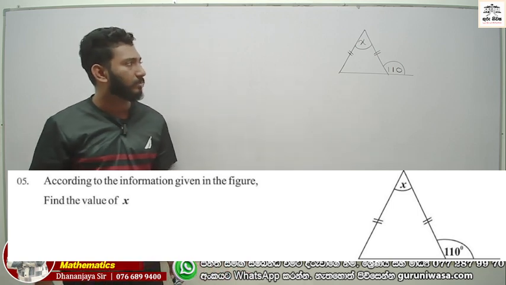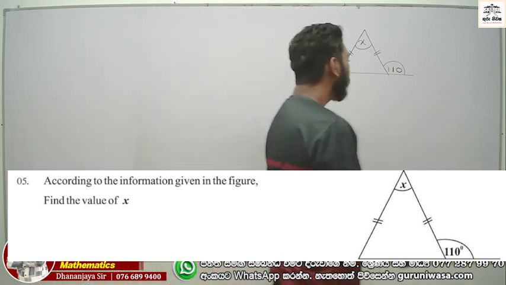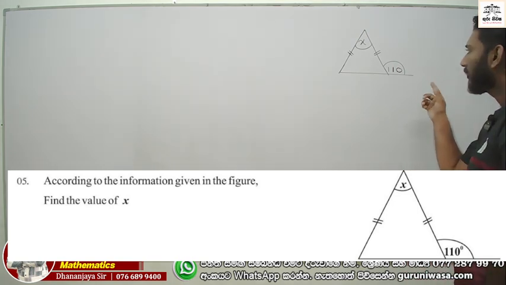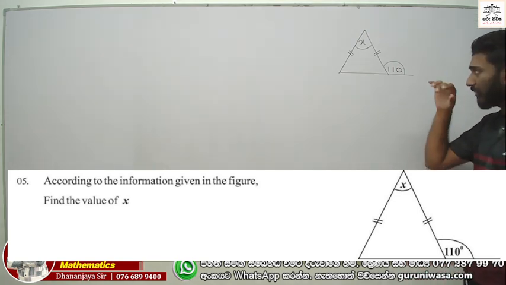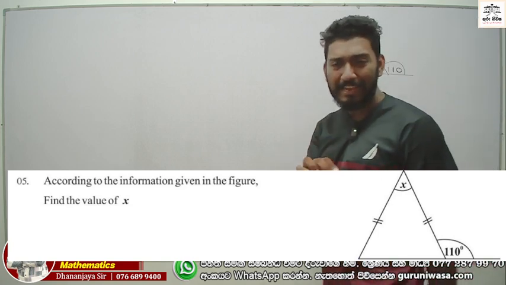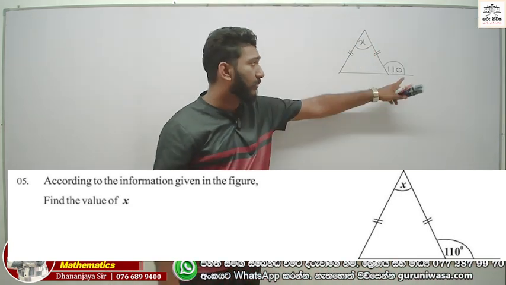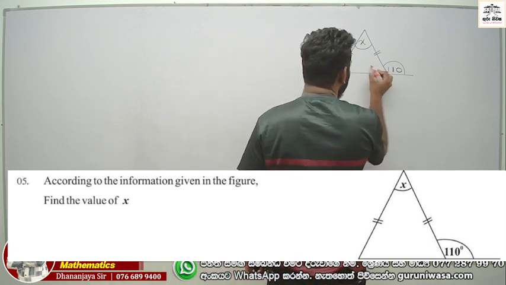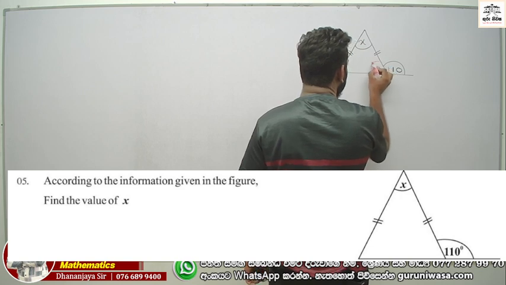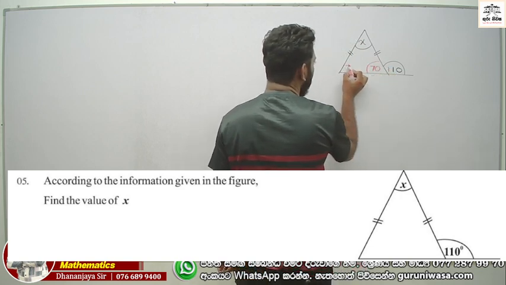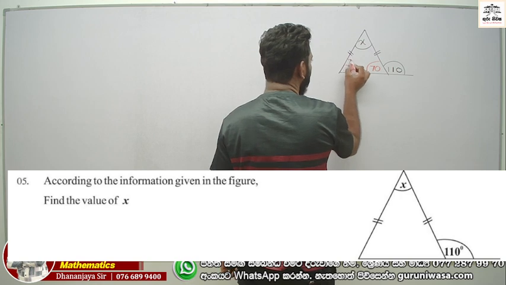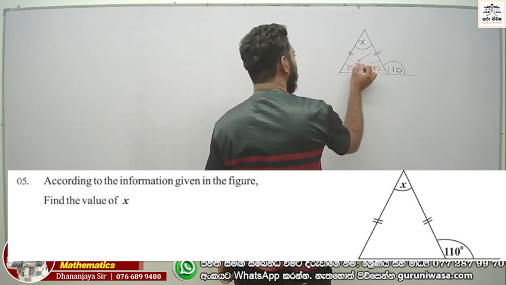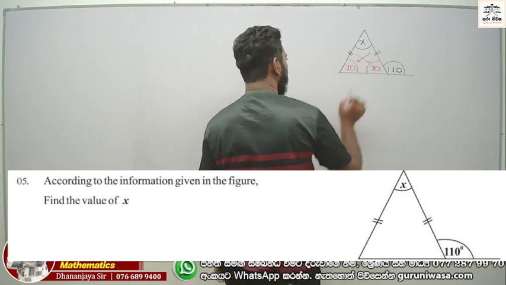x equals 40. Right. Now listen. This is a straight line. Therefore, you know the sum of the angles on a straight line becomes 180. Then here is a 110. Then you can find the answer for here, and this one should be 70 degrees. Right? And this one is also 70 degrees because it is isosceles. These two angles must be equal.